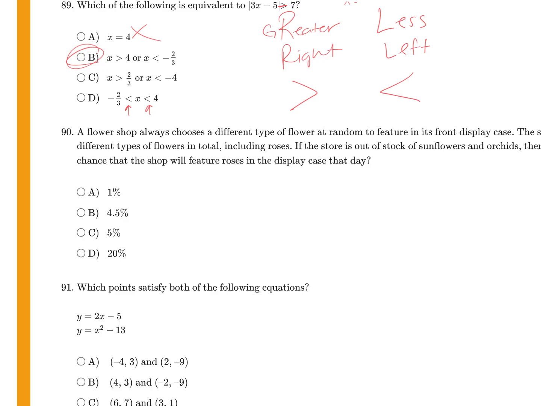Also, if you would have picked D, you would have to pick a number between negative 2/3 and 4. So like 0. You could have plugged in 0. Let's do that really quick before we move on. Anytime you have to find a number between a negative and a positive, always pick 0. Because 0 is between any negative and positive number.